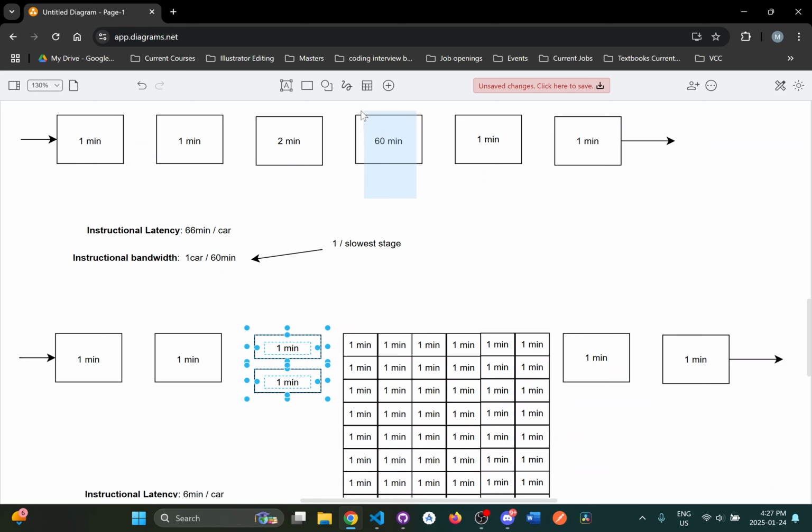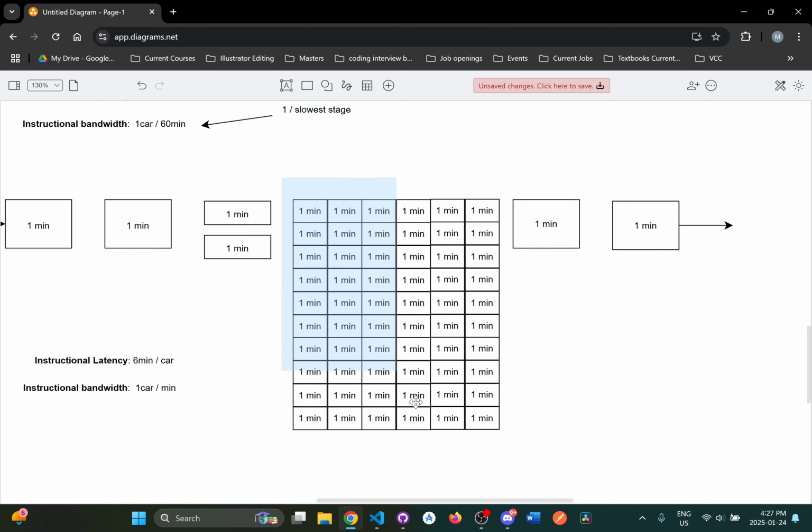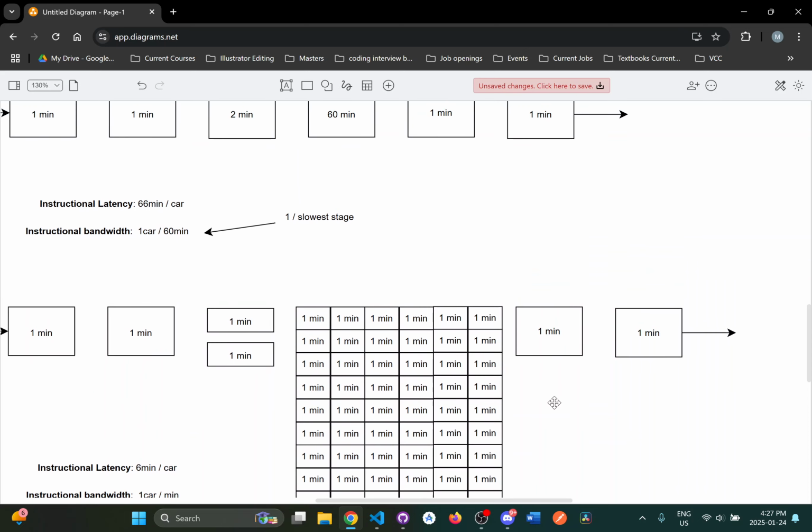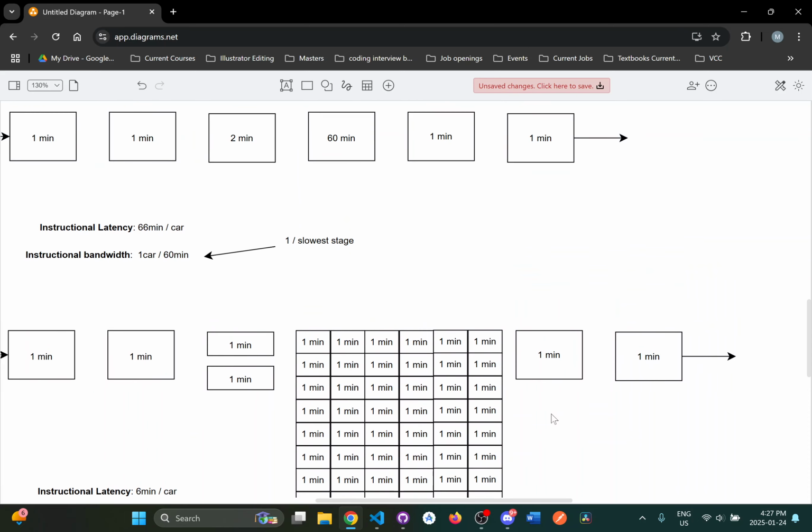And then here we had 60 minutes, but now we have 60 different people who are helping out with, let's say, painting the car or putting something specific of the car together. And it just takes them 1 entire minute to finish this stage, because each person is finishing their section in 1 minute. And then this section takes 1 minute, and that section takes 1 minute.